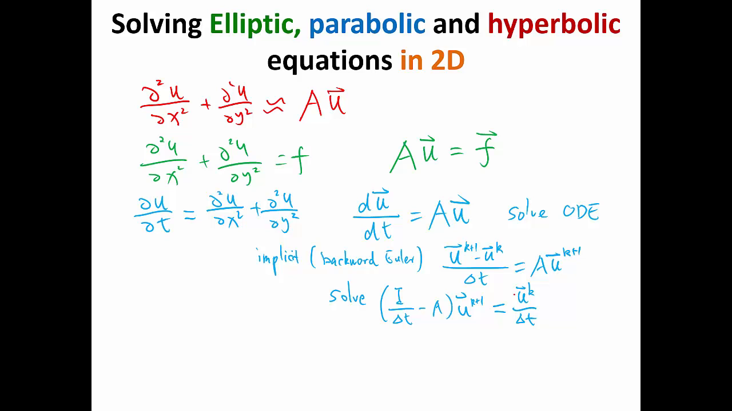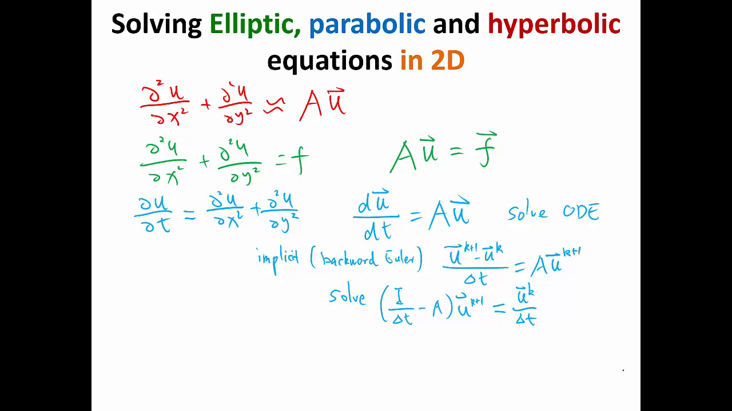So I moved all the unknown at step k plus 1 to the left-hand side, all the known onto the right-hand side. And at every step, we are going to be solving this matrix equation to advance from step k to step k plus 1. And we keep going.